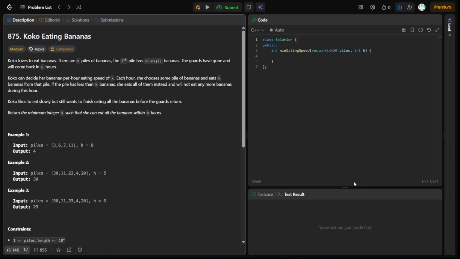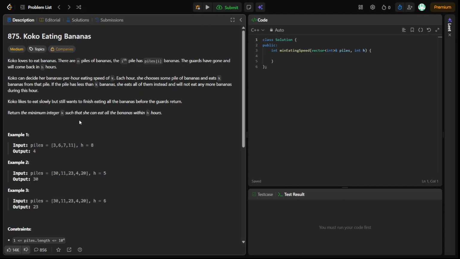We'll understand that part. This technique is called binary search on answer, and it's one of the most important interview patterns. Once you understand this problem, many famous interview questions will get easier for you. So first, let's understand the question.